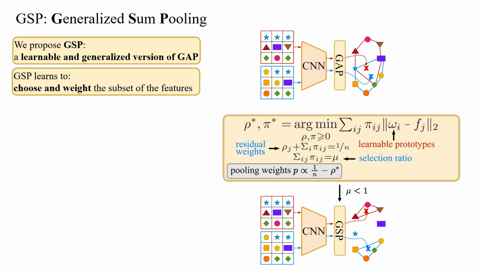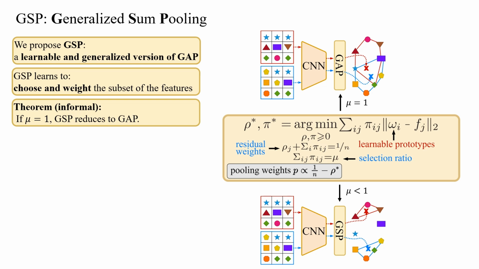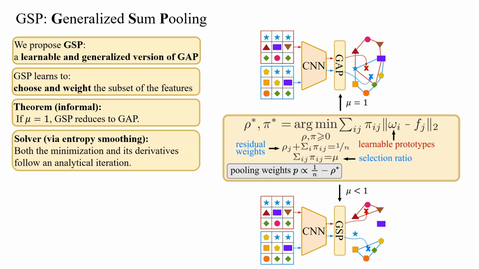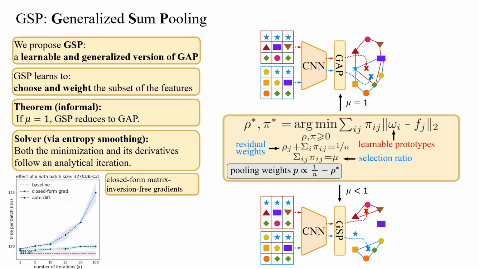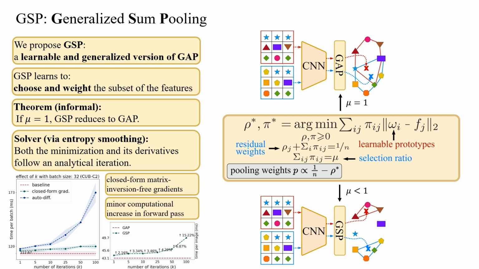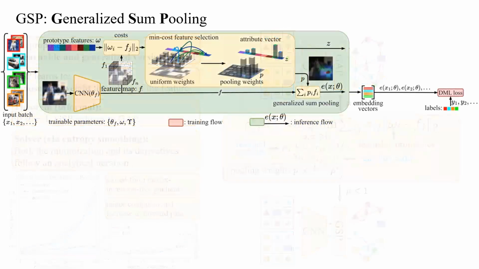Crucially, we rigorously show that global average pooling is a specific case of our proposed optimization problem for a certain realization. Our proposed optimization problem closely follows optimal transport-based top-K operators, and we utilize its literature to solve it. Importantly, we derive a closed-form, matrix inversion-free gradient expression that enables efficient backpropagation through generalized sum pooling. This makes our approach scalable and computationally efficient. Here is how our method integrates into a deep metric learning framework.